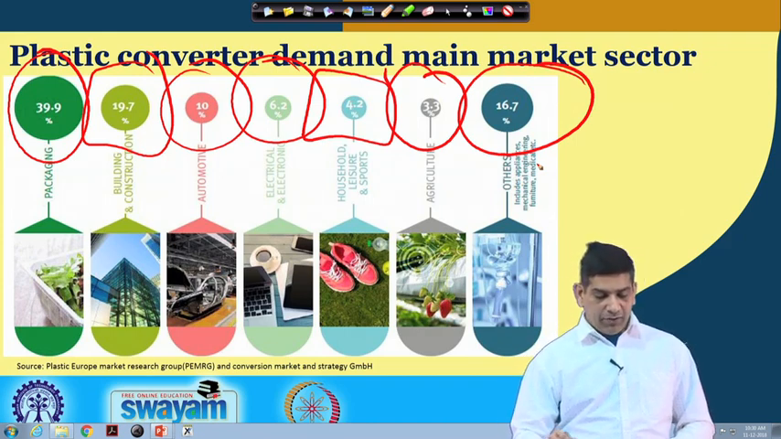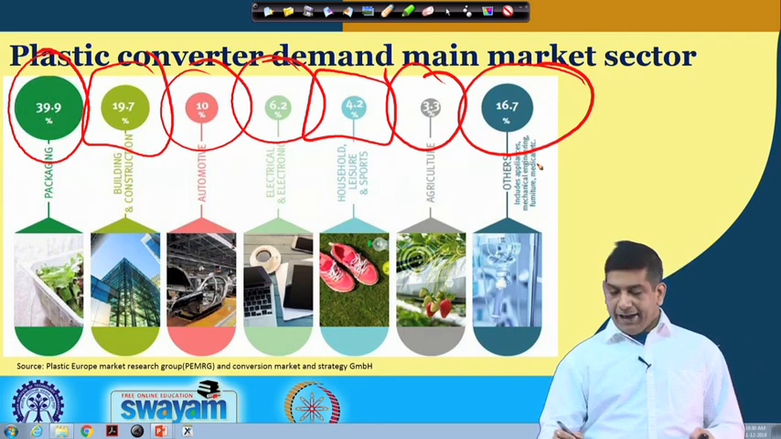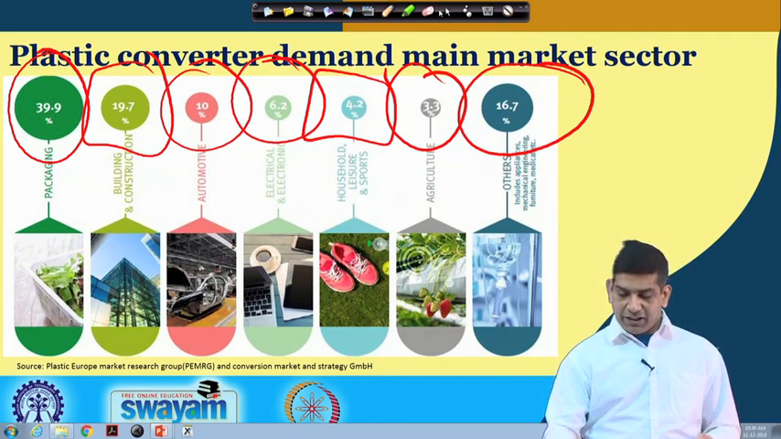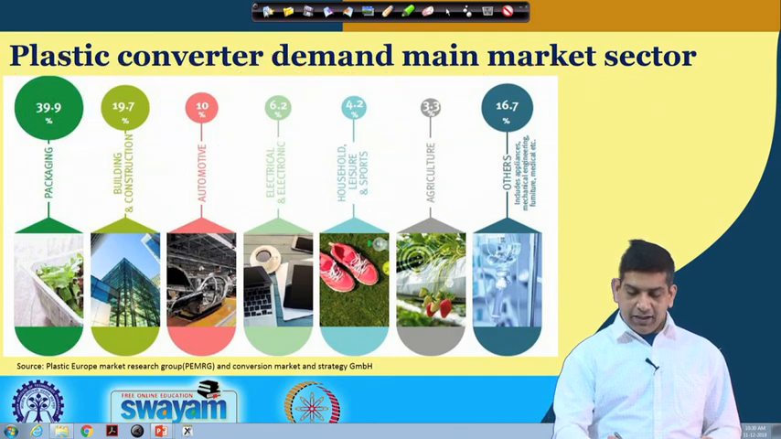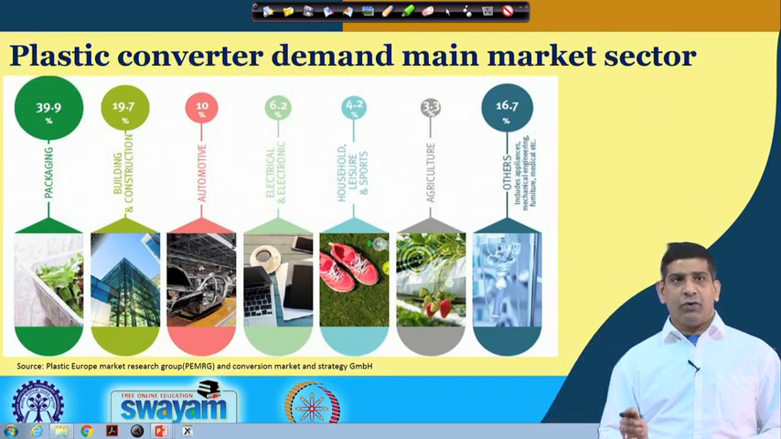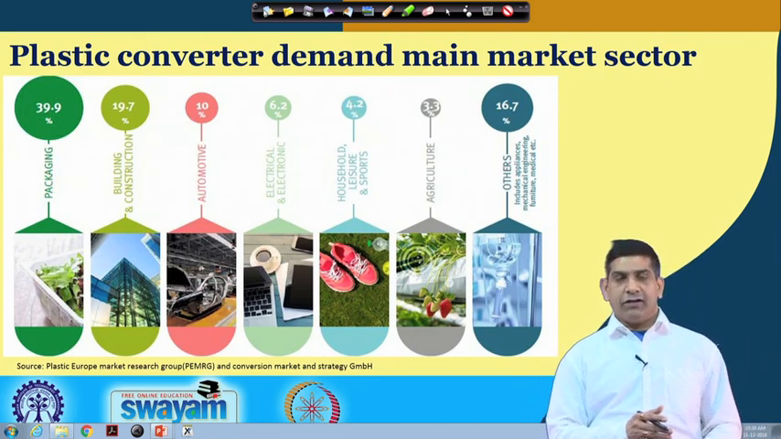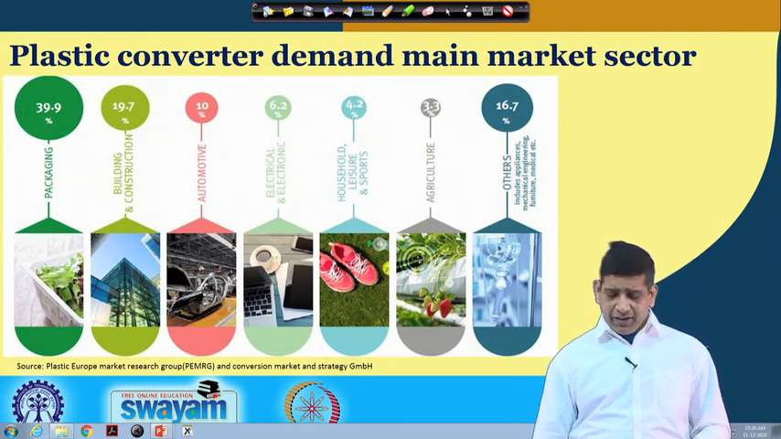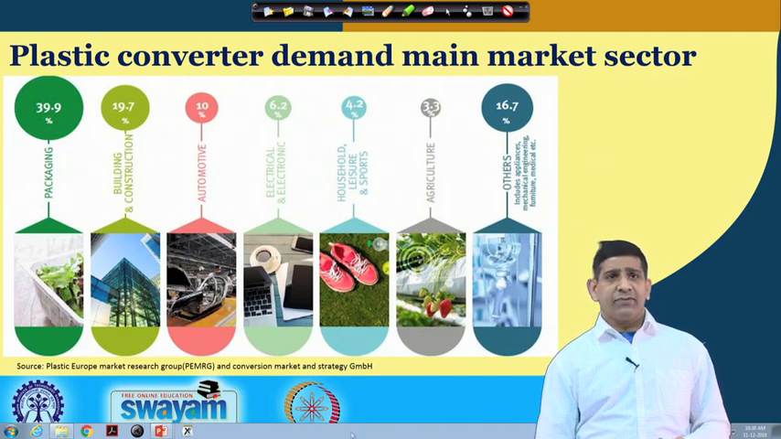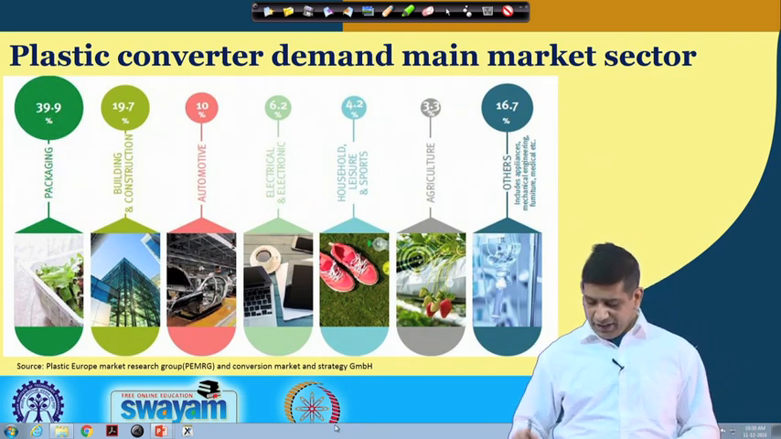So 40% of the plastic goes in the packaging industry. Many times in the packaging industry we are using thin film plastic or single-use plastic. That's where we need to focus on trying to get rid of those plastic components. These are the main markets in terms of global usage, where the plastic is being used up.